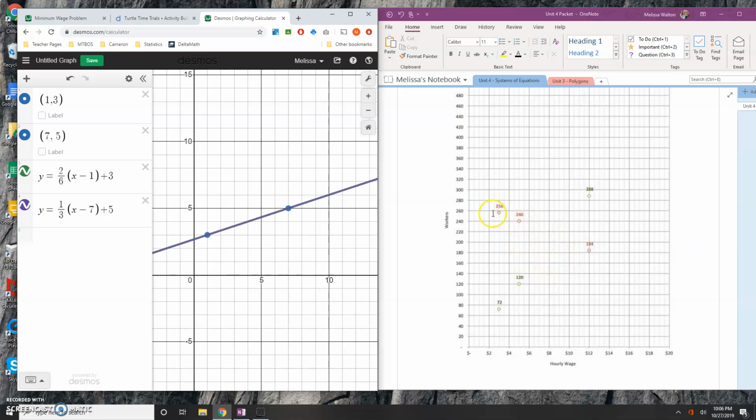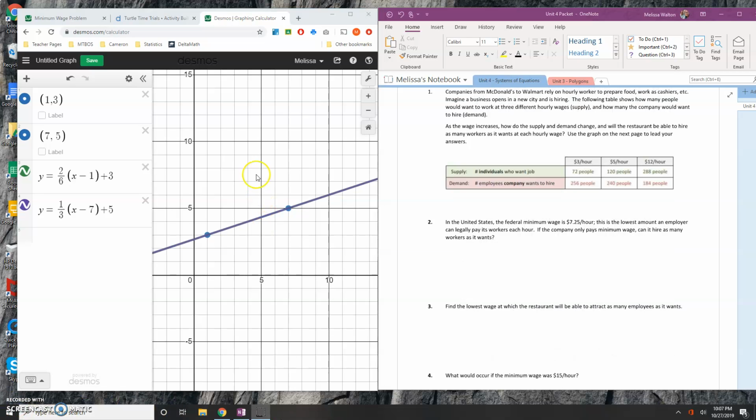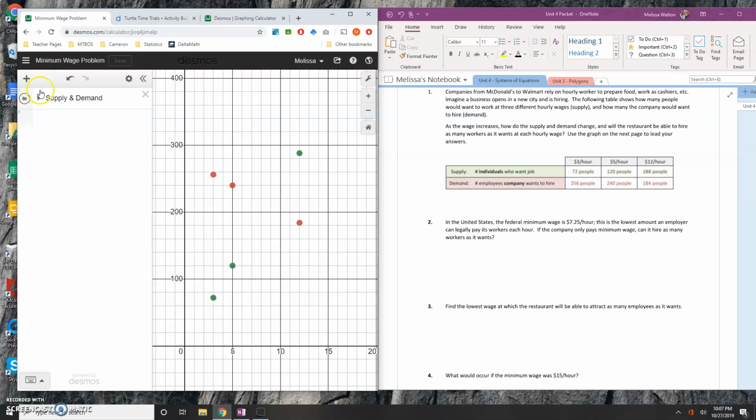What I would like for you guys to do is go ahead and write an equation for our supply and one for our demand. And go. Let's see how you guys did. All right, so here were my equations.